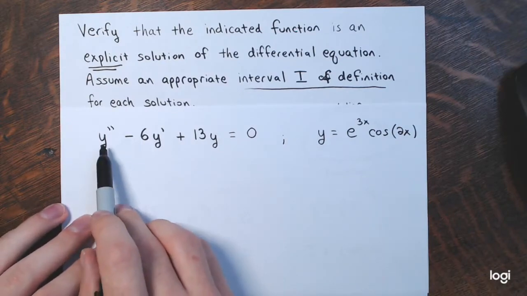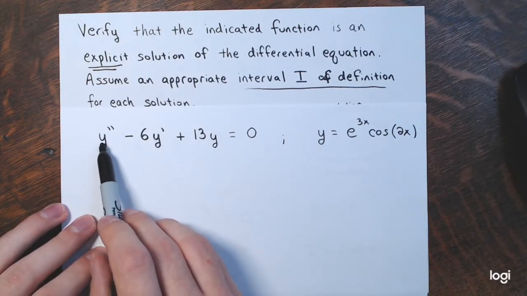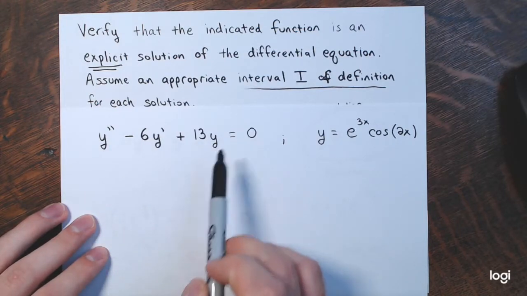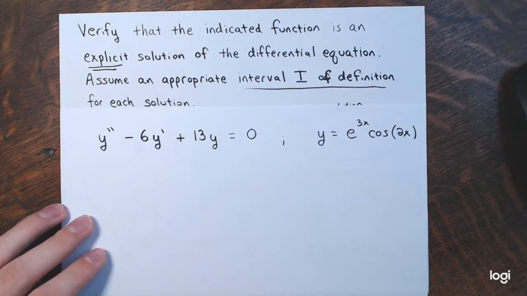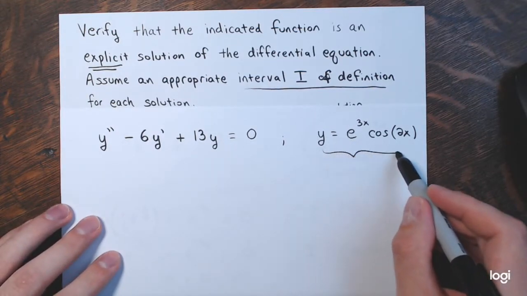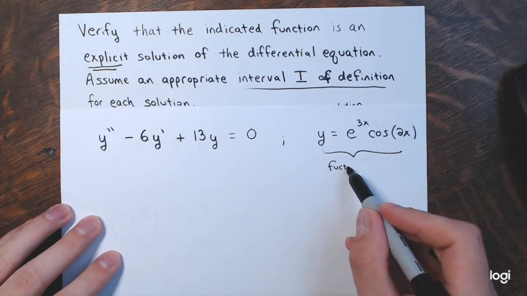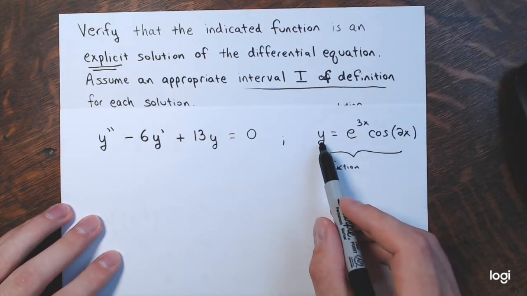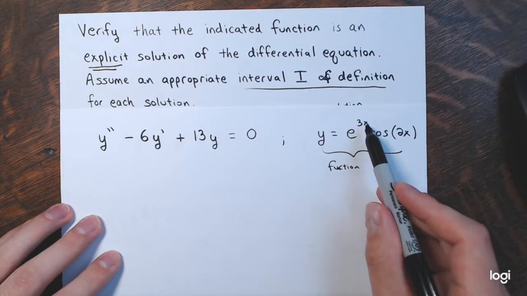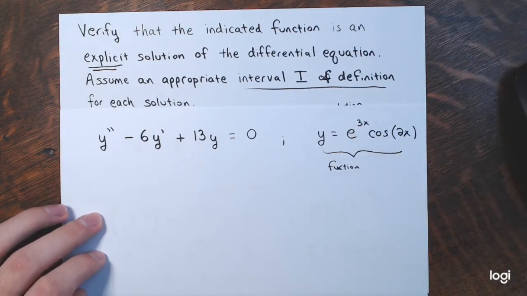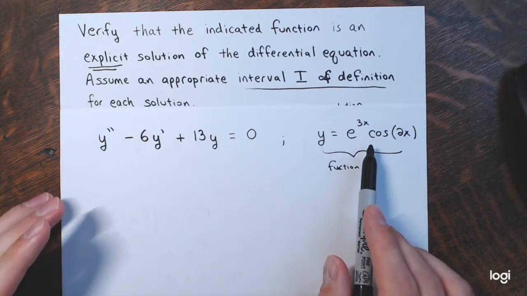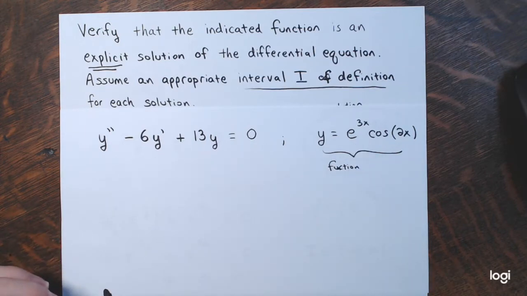Here's a second order equation: y double prime minus 6 times y prime plus 13y equals 0. Again, I'm going to try to verify that the function in question, an explicit function, y equals e to the 3x times the cosine of 2x, is a solution. Now again, it's a second order equation, so in order to verify that this is a particular solution, that it satisfies the equation, I need to get to the second derivative.